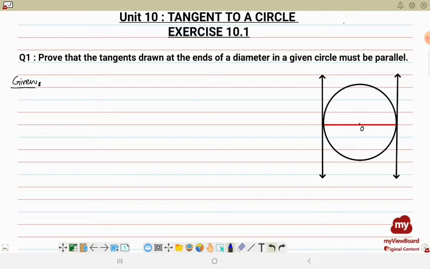In this video, I'll be solving question number 1 from exercise 10.1 from unit number 10, that is tangent to a circle. Let's read out the question first. Prove that the tangents drawn at the end of diameter in a given circle must be parallel.